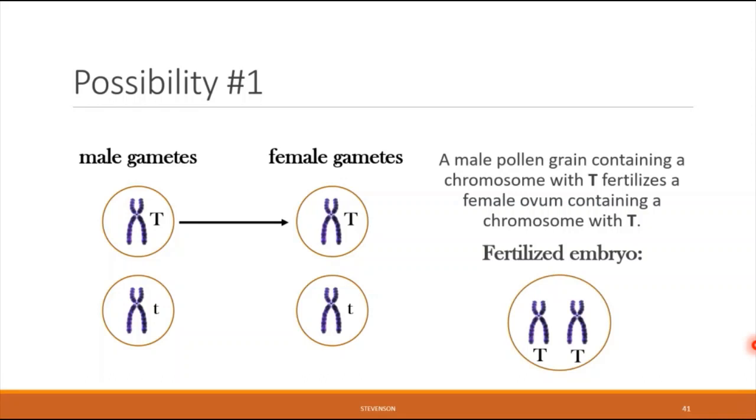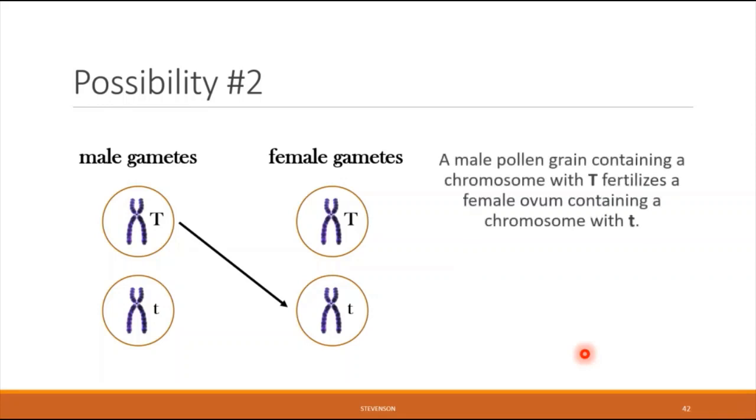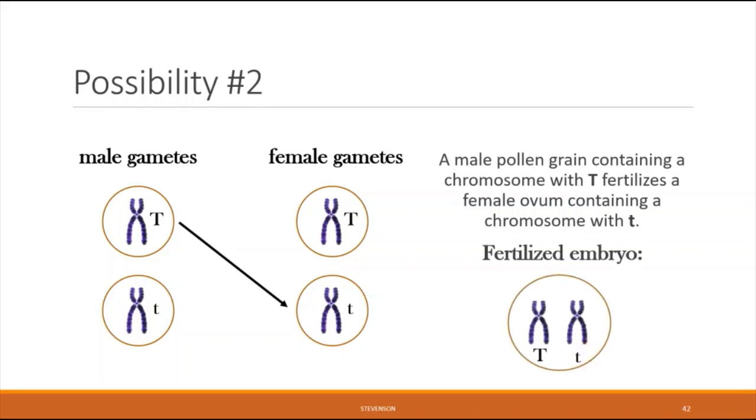Two capital T's. That's one possibility. If, on the other hand, Mendel had managed to transfer, by chance, a pollen containing a capital T and it had encountered an ovum containing a lowercase t, then this means that the fertilized embryo would have this genotype instead.